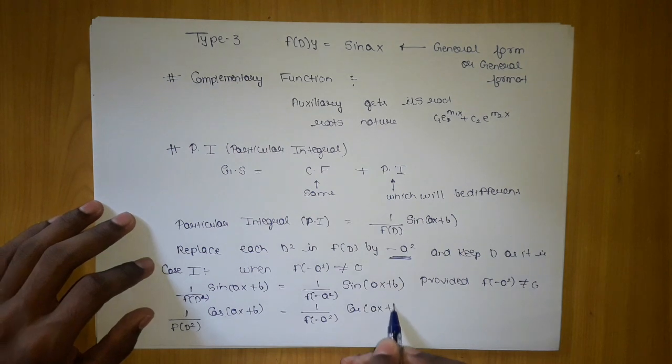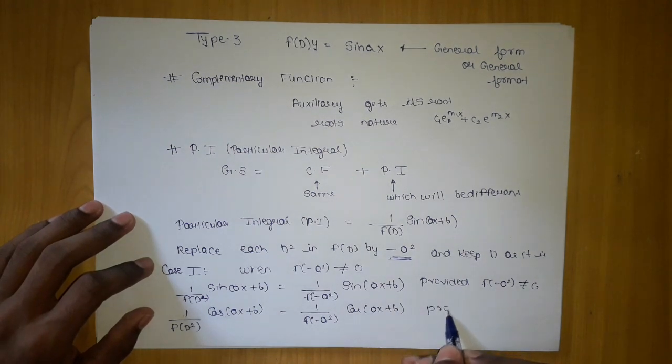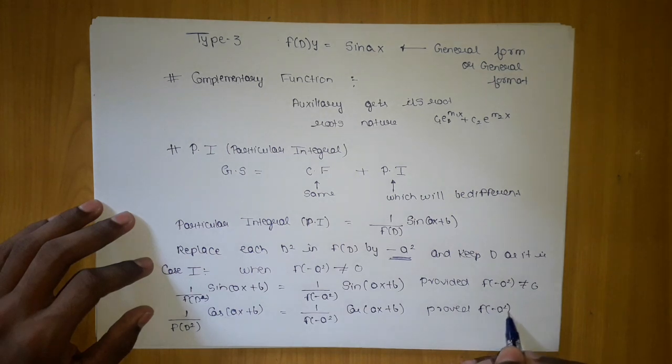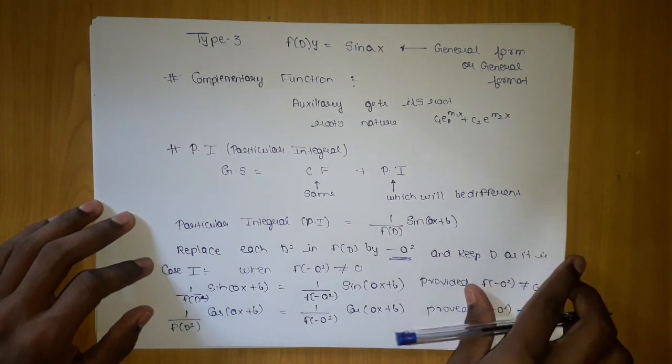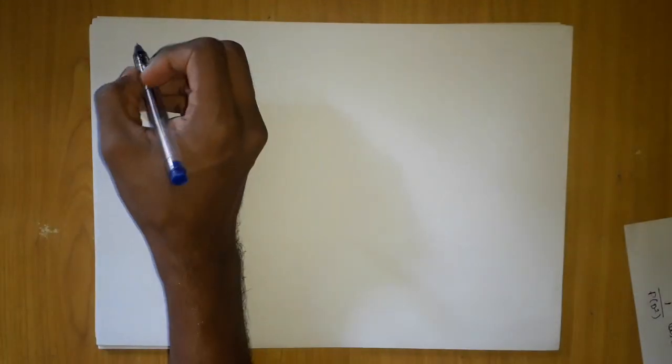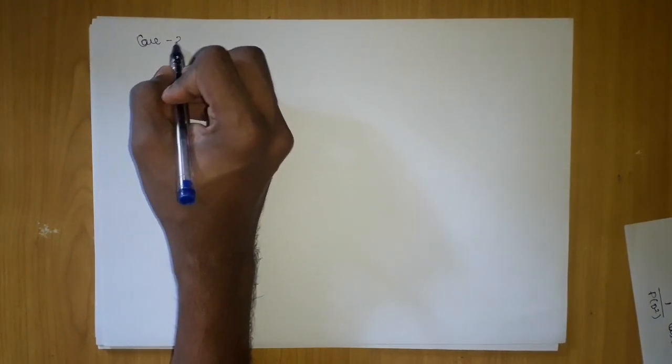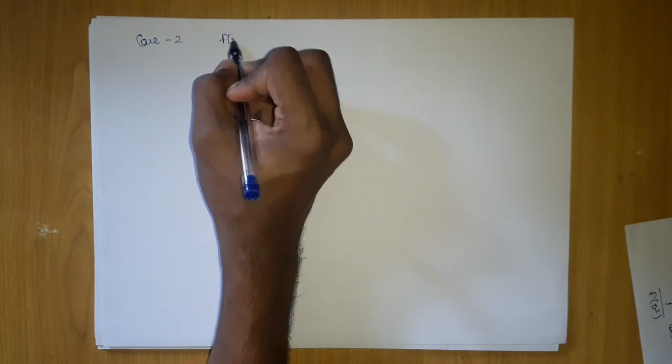So I hope you will understand this, provided f of minus a square is not equal to 0. Now let's move on ahead and see what we are getting after this. Now let's consider case 2. Either it cannot be equal to 0 or it can be equal to 0, f of minus a square.